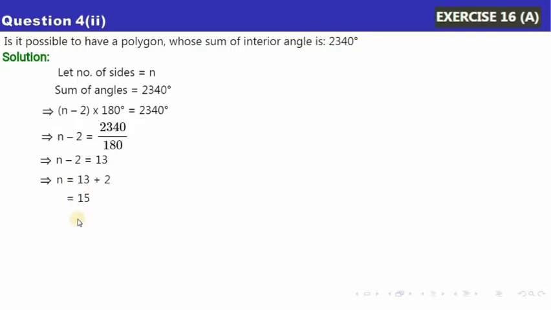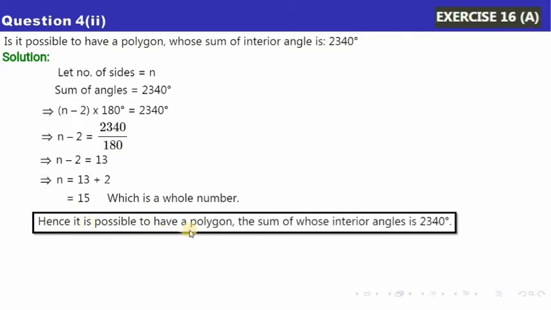One thing that I want to say here is, if n turns out to be a natural number, because n is the number of sides, right? The number of sides has to be a natural number, that is, any number from 1, 2, 3, 4, 5, 6, and it goes on and on. Here the value of n turns out to be 15, which is a natural number. You can call it a whole number as well. So since it is a whole number, it is possible to have a polygon the sum of whose interior angles is 2340 degrees. I hope this is clear to you.